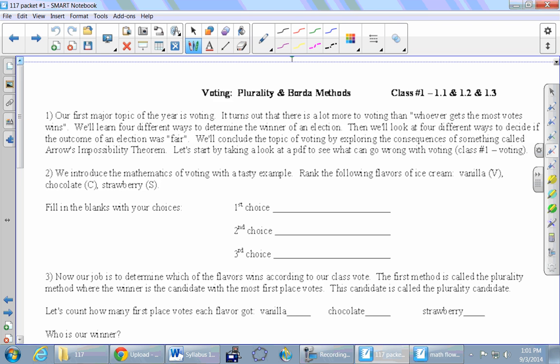Okay, you can stop right there. Thank you. We're moving on to number two. Ricky. Introduce the mathematics of voting with a tasty example. Following flavors of ice cream, vanilla, chocolate. Go ahead and fill in the blanks right now. First choice, second choice, third choice. Vanilla, chocolate, strawberry. Everybody's committed to an answer, yes?